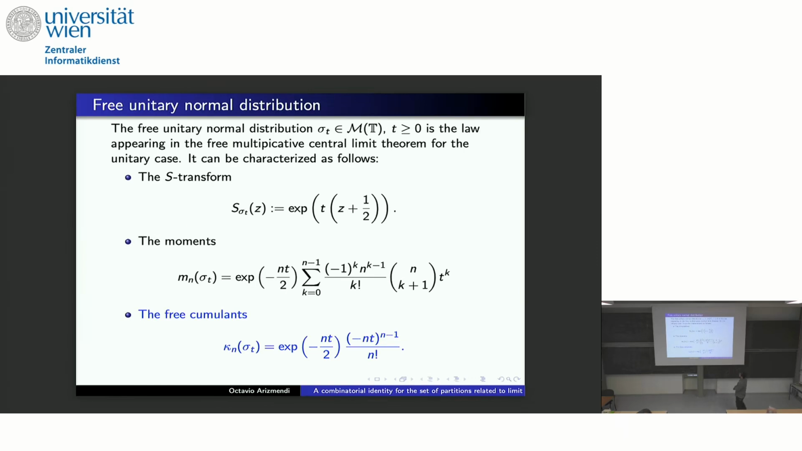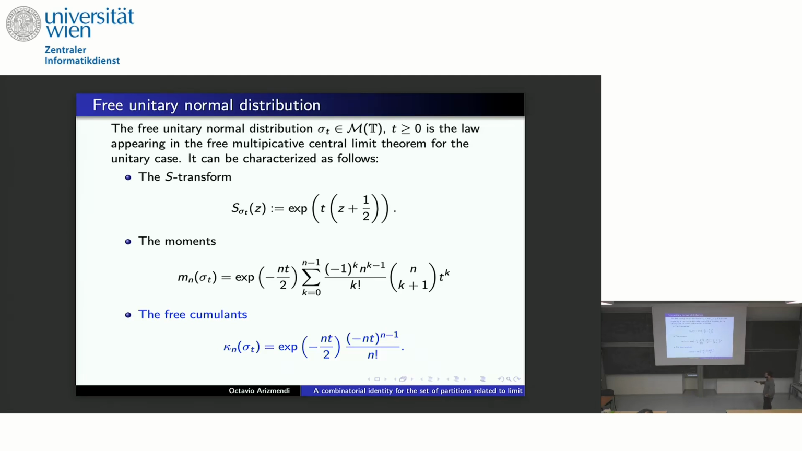Now, what about the free unitary normal distribution? This is a measure on the circle, which also comes as the distribution of free unitary Brownian motion. So it's natural to ask if there is a connection, and there are various ways to describe it. One is through the S-transform. Another is through the moments, and I think this was proved by Philip. And the last one is by free cumulants, which is what we want because we are trying to use cumulants.